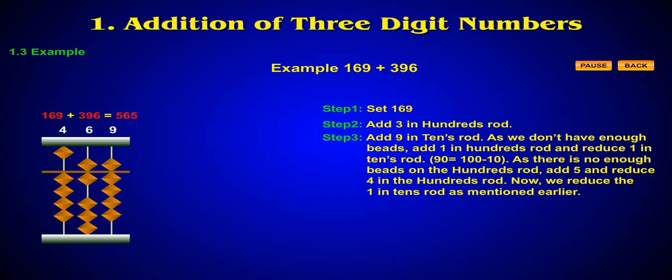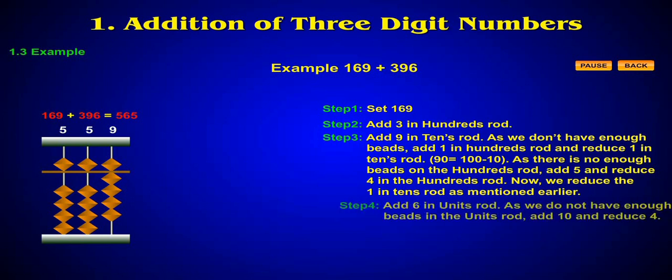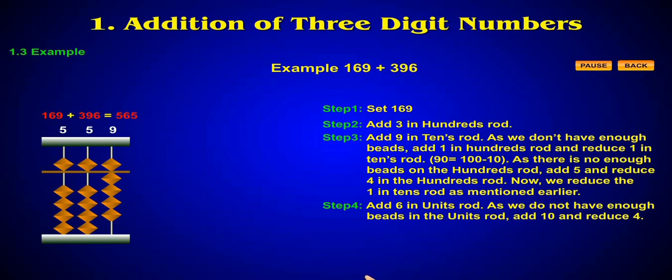As there is not enough beads on the hundreds rod, add 5 and reduce 4 in the hundreds rod. Now, we reduce the 1 in tens rod as mentioned earlier. Step 4. Add 6 in units rod. As we do not have enough beads in the units rod, add 10 and reduce 4. Step 5. Count the beads.